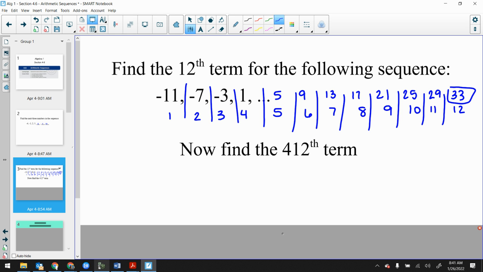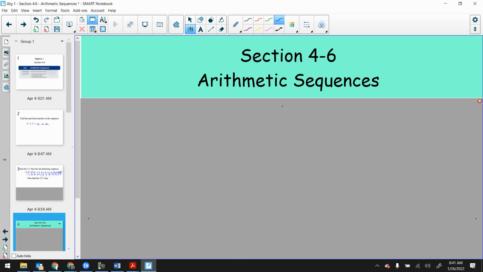Now, I will tell you this. At the end of today's lesson, we're going to come back and do that problem, and it's going to take you like 20 seconds. Okay? So, now, I'm going to try to find the 412th term in the end. When we come back to that problem, we're going to find the 412th term.